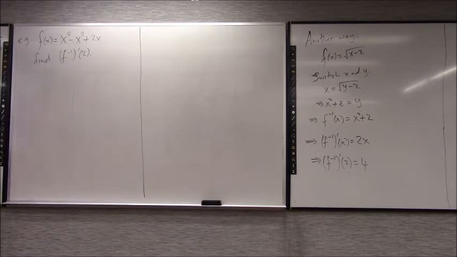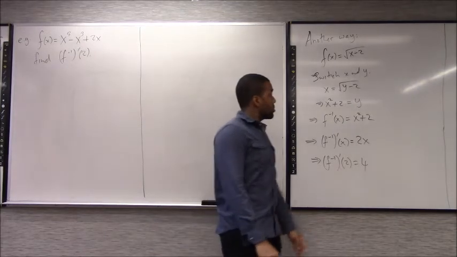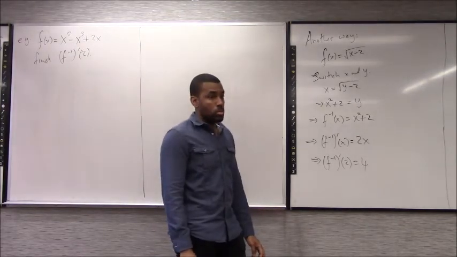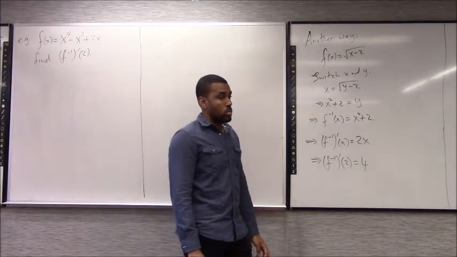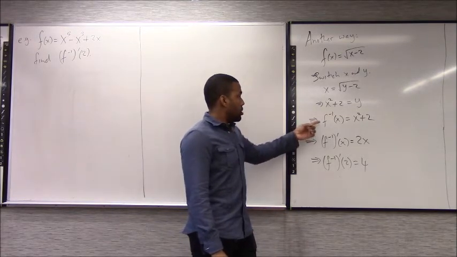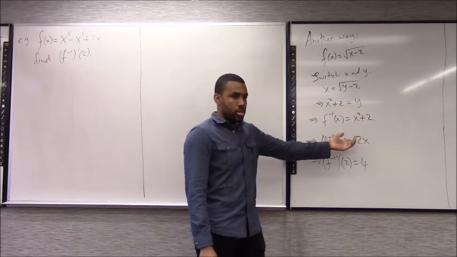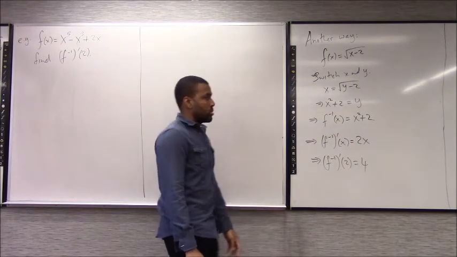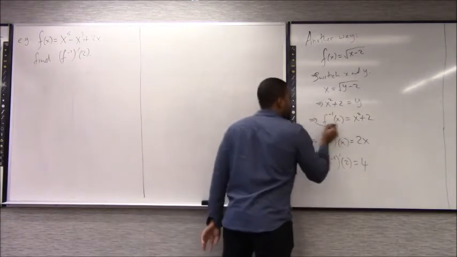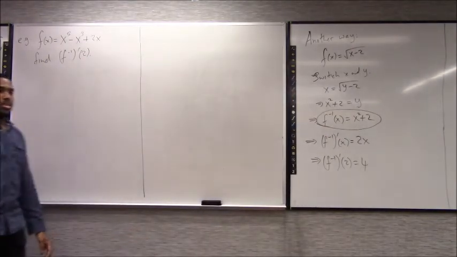Yes? Just quickly, if you do that way, you don't have to go the avenue of the 1 over f prime of the inverse. You can just take the derivative of the function you found as the inverse, right? If you can find this, then yes, you could just differentiate that and plug it in. It's just that a lot of times finding that is hard or impossible.